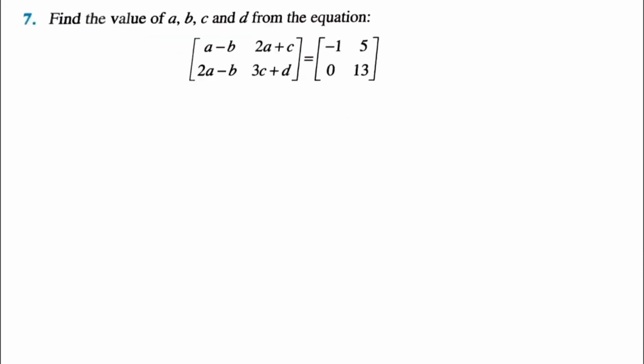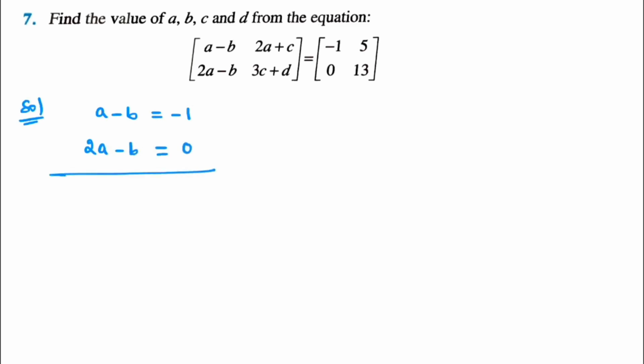Now the next question, the seventh question. See the solution of the seventh question. What they are asking is to find the values of a, b, c and d from this equation, when two matrices are equal. What do you know when two matrices are equal? Corresponding elements are equal. A minus b value is minus 1. And you see this element and this element: 2a minus b value is 0.